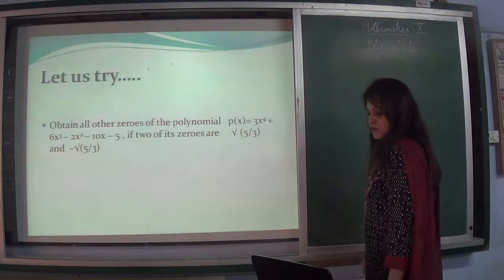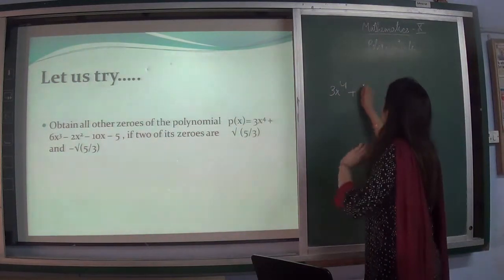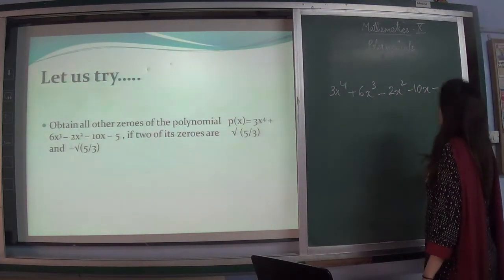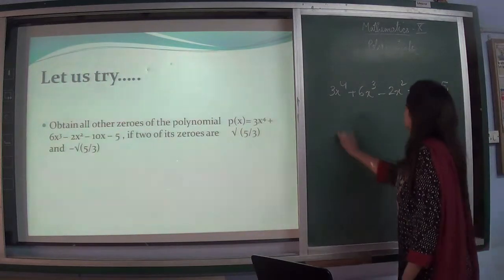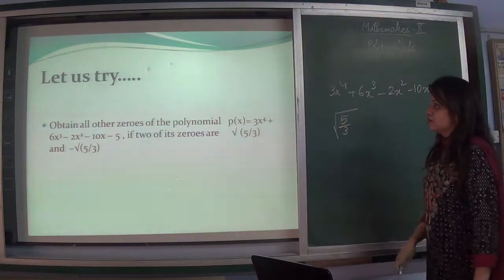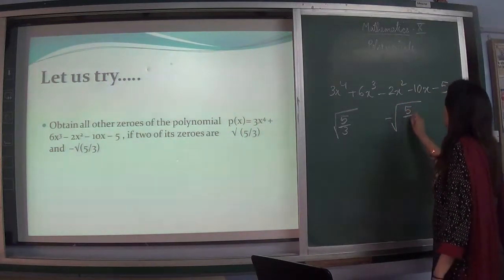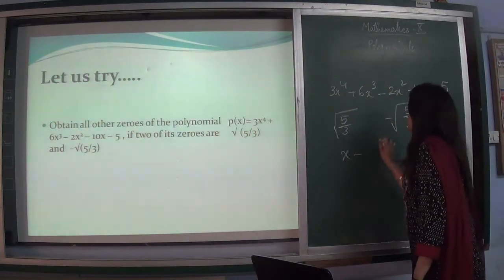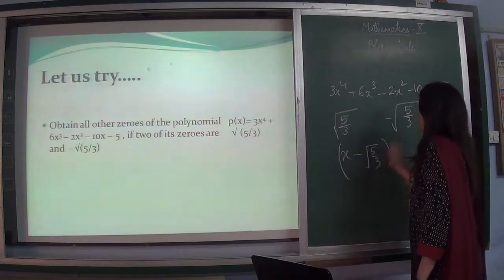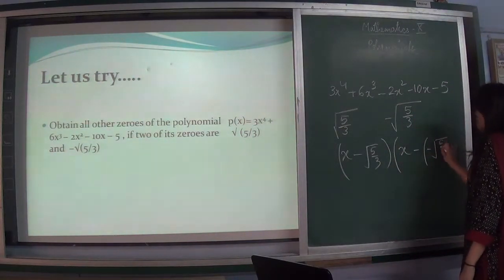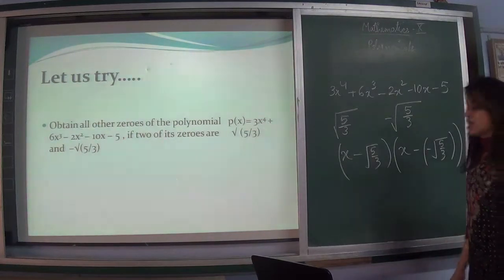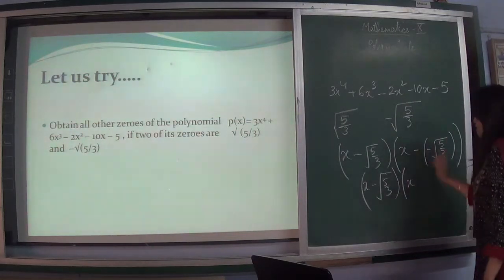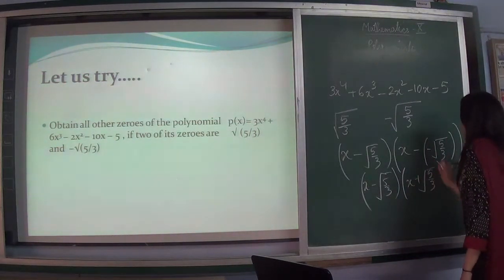It says the polynomial is 3x to the power 4 plus 6x cubed minus 2x squared minus 10x minus 5, if two of its zeros are root 5 by 3 and minus root 5 by 3. Can we use them? Yes. x minus the first zero, x minus the second zero. And we get x minus root 5 by 3, x plus root 5 by 3.